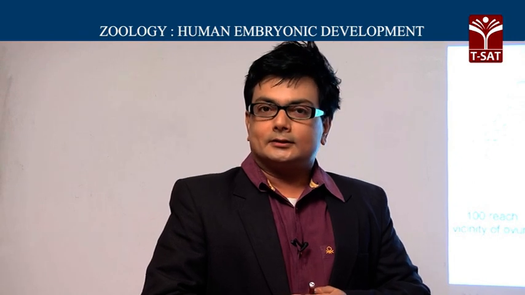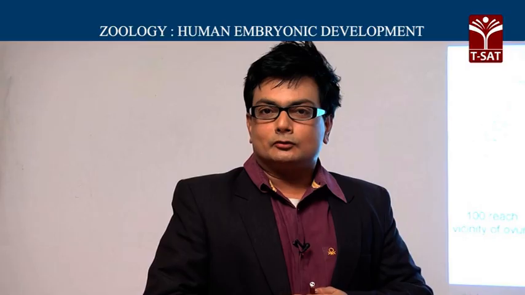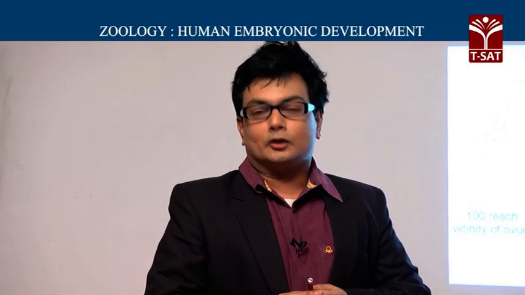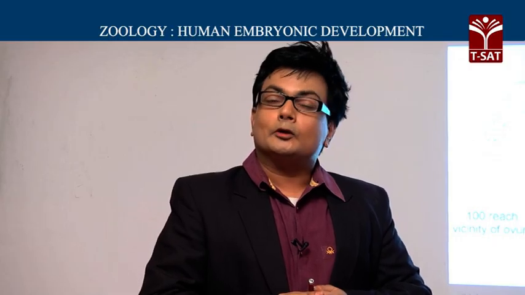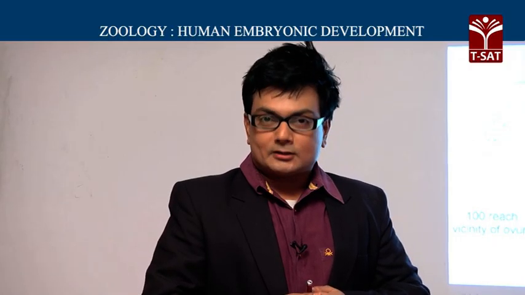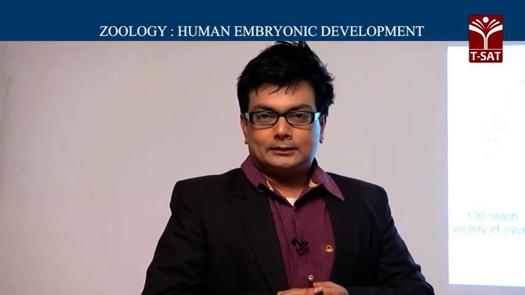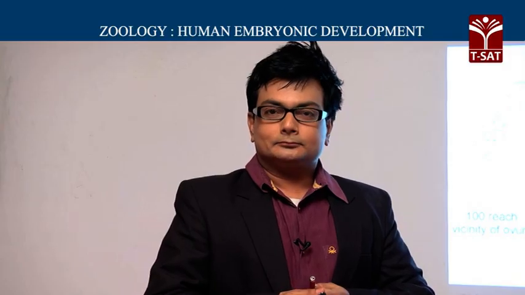Today, let's review that idea before we continue the further events during human embryonic development. At the ampullary-isthmic junction, when the male and the female gametes reach simultaneously, there is fertilization, or syngamy.